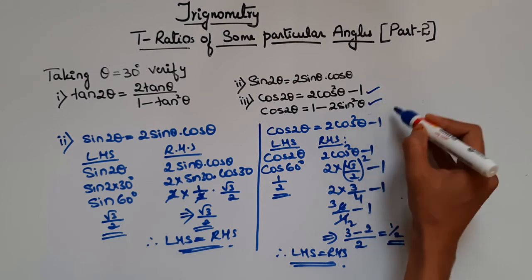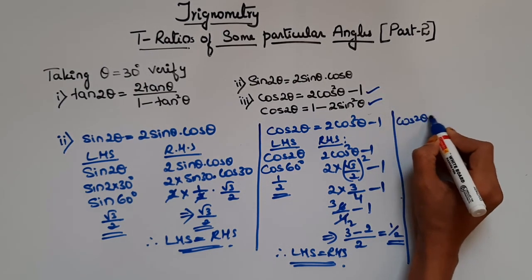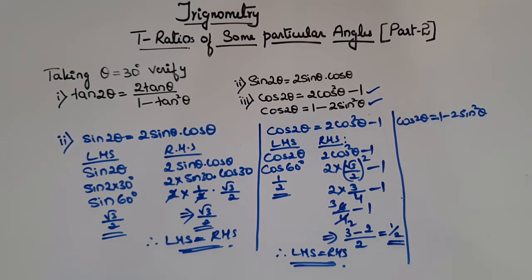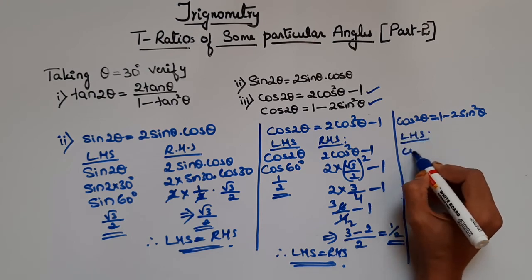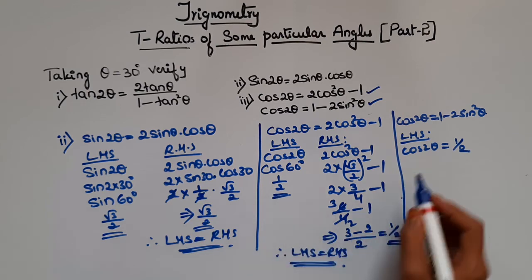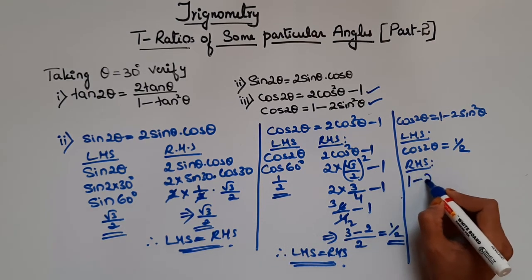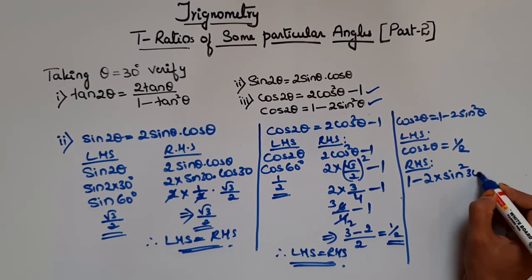Now let's see this relation. Let me do here. We have cos 2 theta is equal to 1 minus 2 sin square theta, right? So we know LHS cos 2 theta is half, right? Similarly RHS we have 1 minus 2 into sin square theta. Theta is 30 degree, right?